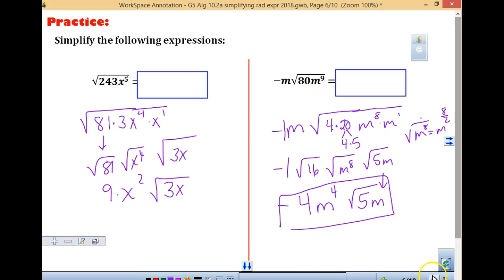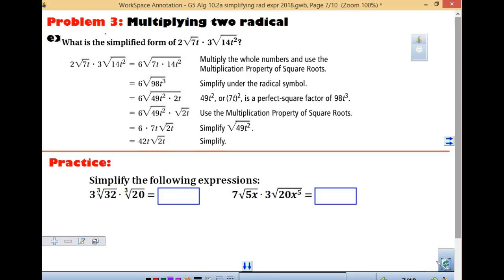So if we are multiplying, this is kind of like our worksheet, right? That 209 that you were looking at. We have 2 times square root t times 3 square root of 14t squared. It says multiply the whole numbers. Use the multiplication property of square roots. So we are multiplying our 2 and 3 together and gives us 6.